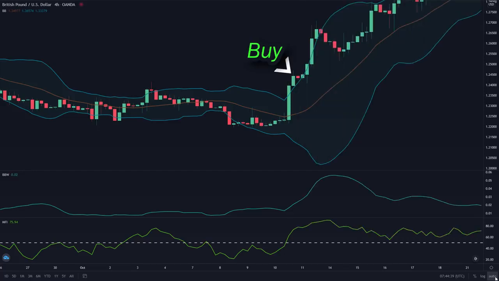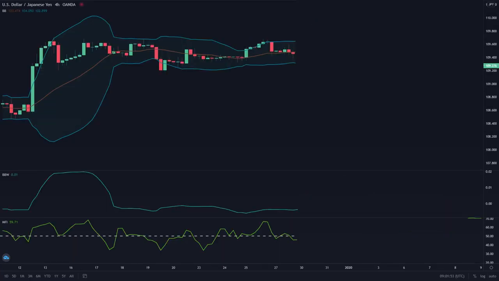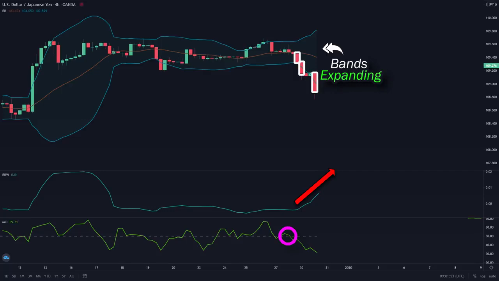Let's look at another example. Here's the dollar yen, and as you can see, the SMA is moving in a flat direction, indicating that the market is on a range. Next, you can see that the bands are starting to expand, which is also signaled by the BBW rising. And over here, we can see that the money flow index crosses below the middle line, which indicates a bearish signal. And multiple red candles were formed.